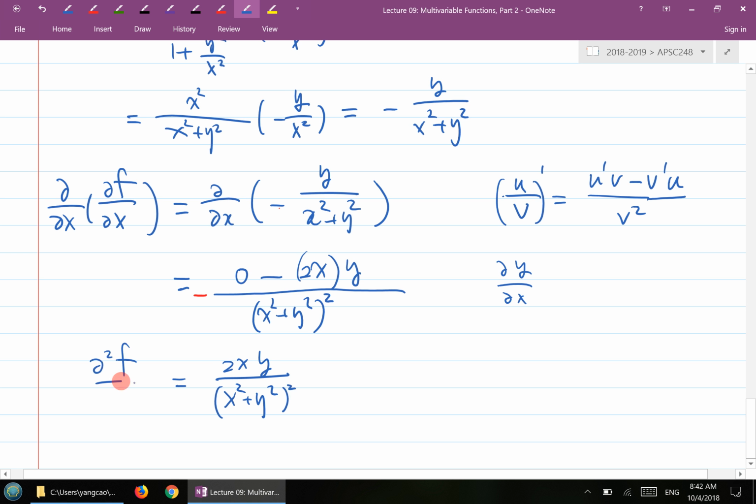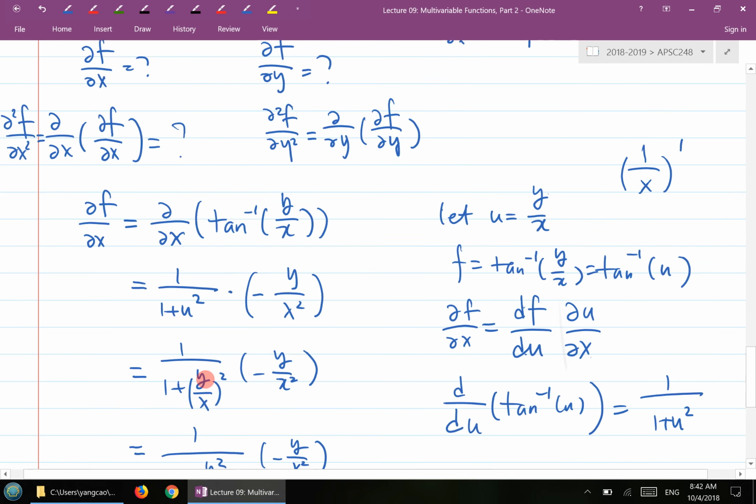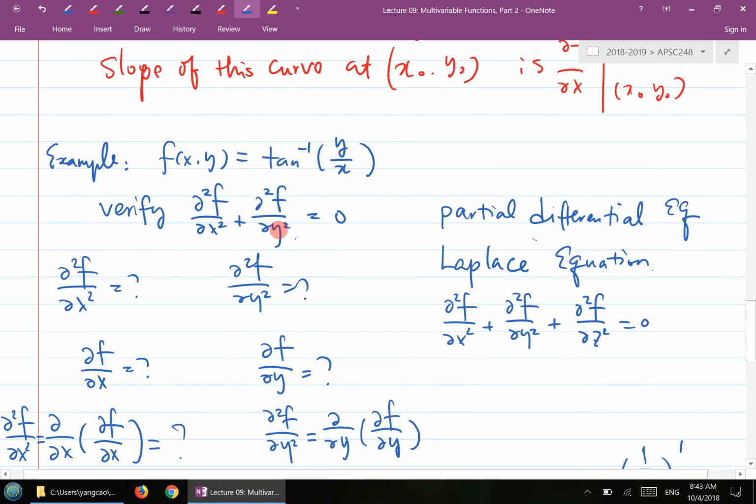Here is your second order one, of course. Then you can use a very similar approach to calculate the second order partial of f with respect to y, and of course you will get the result with a negative sign. Then you add them together, you get a 0. That's how the Laplace equation is verified. So basically, this guy here is a solution.